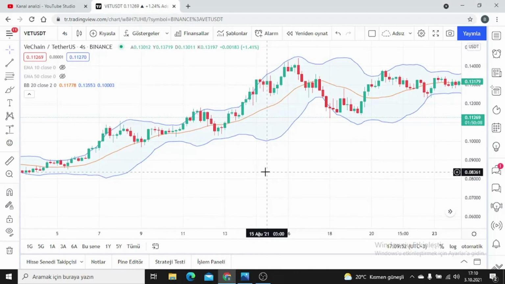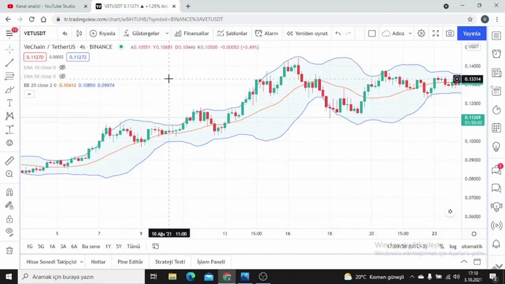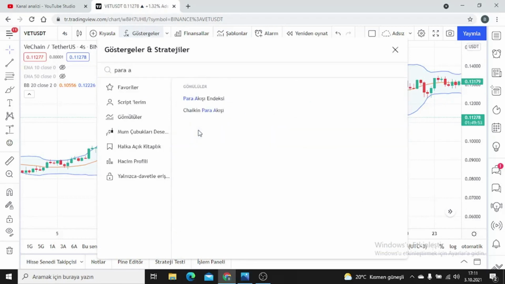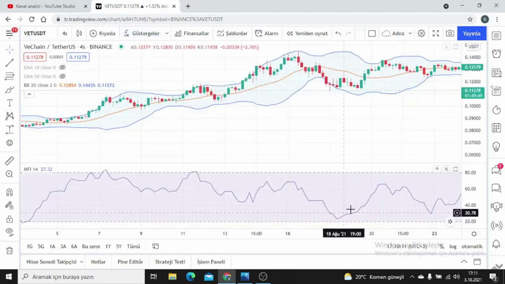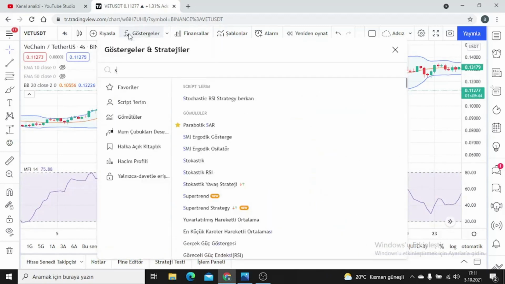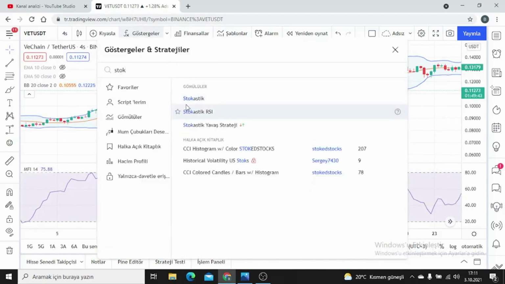Let's go back a bit. There will be two more indicators that we will use while using the Bollinger Band today. So we will confirm the Bollinger Band with two indicators today. Which are these? One is the money input and output indicator, namely MFI. I'm opening the money flow index, MFI, guys.